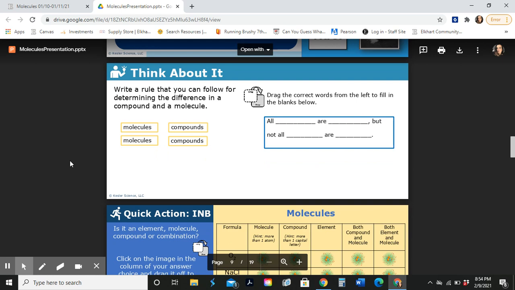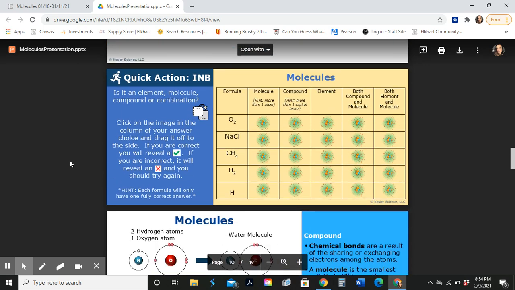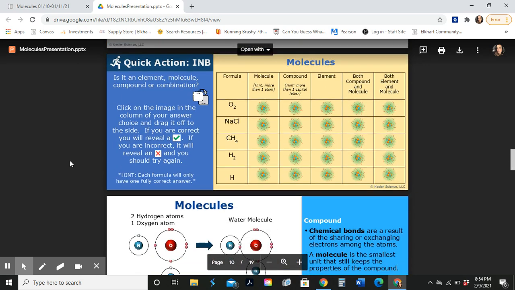Let's do a think about it. You're going to drag the words to the left to fill in the blanks. All blank are blank, but not all blank are blank. Now it's time to show what you know. You're going to click on the image in the column of your answer choice and drag it off to the side. If you're correct, you will reveal a check mark. If you are incorrect, you will have an X and you should try again.